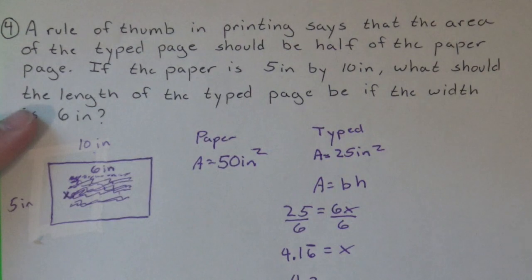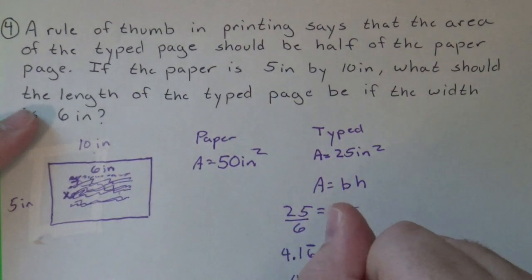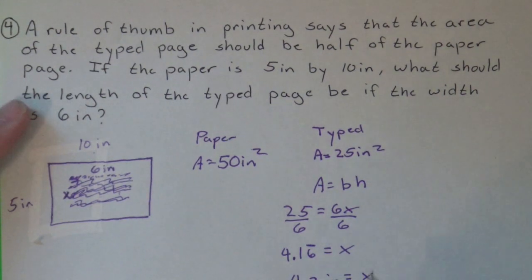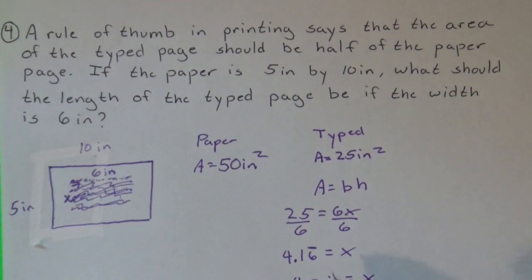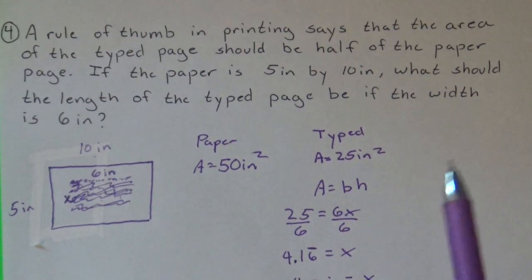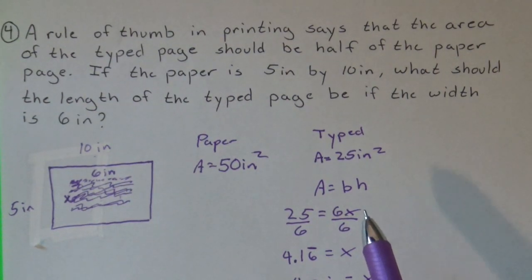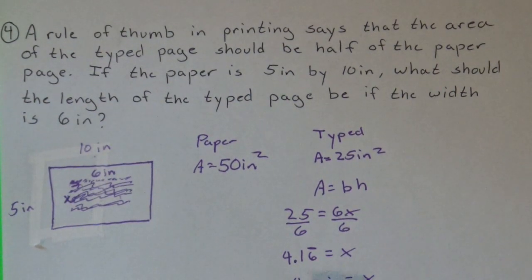Well, what unit was I working in? I was working in inches. So for this particular one, I have 4.2 inches equals X. So that's the length of my type page. Just be careful again on these problems. Make sure you read the instructions, because sometimes they're going to tell you round to the nearest whole, round up, round down, etc. So just be cautious. Once you find your answer, read the instructions and do the rounding as it tells you to do it.